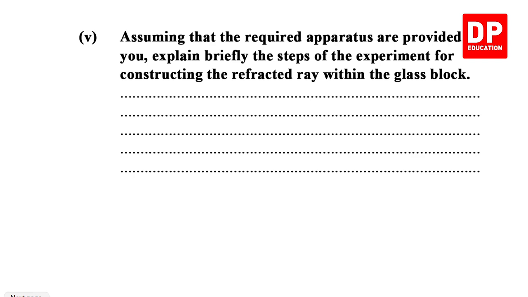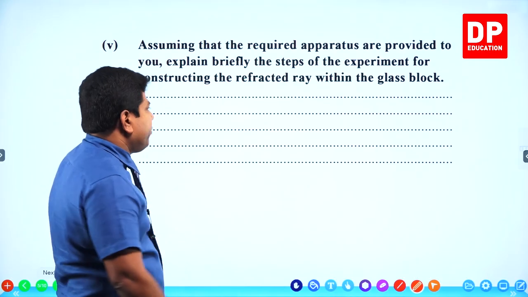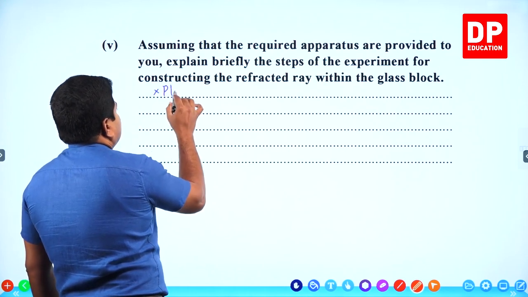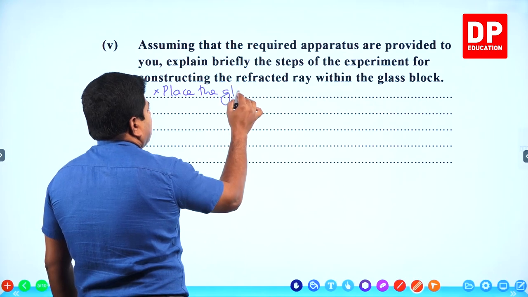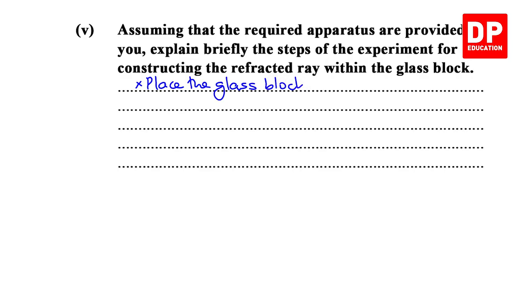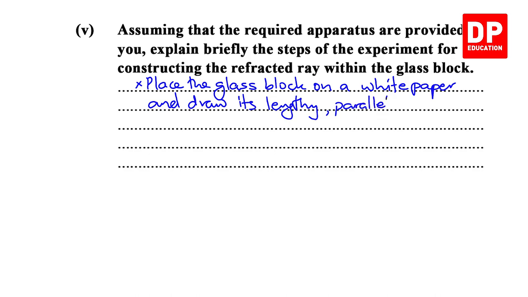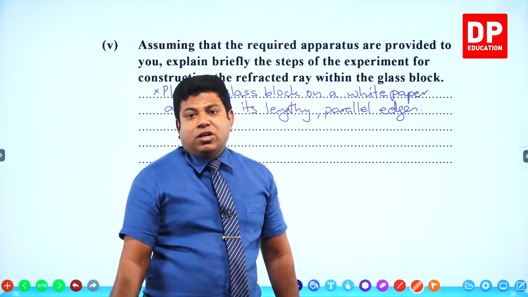Assuming that the required apparatus are provided to you, explain briefly the steps of the experiment for constructing the refracted ray within the glass block. That's what we did in the experiment. What did we do? Place the glass block on a white paper and draw its lengthy parallel edges. Right, we kept the meter ruler and drew the edges of the glass block.